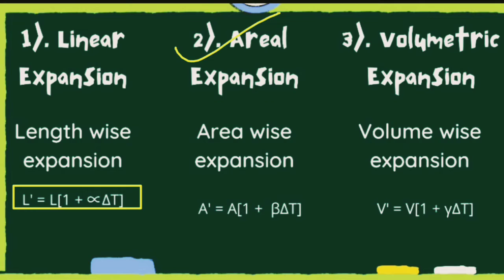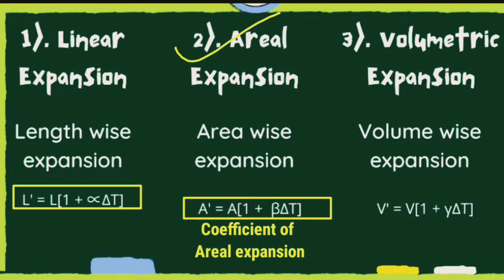Second one is areal or superficial expansion. It is the area-wise expansion of a body due to change in temperature. Its formula is A dash is equals to A into 1 plus beta delta T, where beta is the coefficient of areal expansion. A dash is the area after heating, delta T is the change in temperature, and A is the original area.